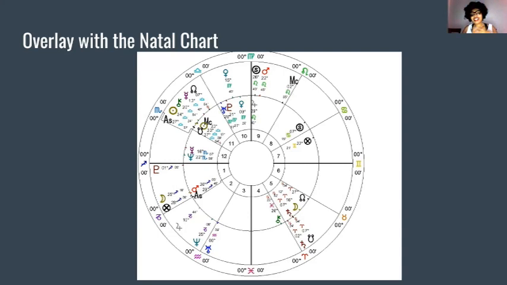But the fact that Sarah was able to achieve her goals and rise to the spot where she wanted to be, or where she thought she wanted to be, I think that is definitely indicated by the solar return chart.